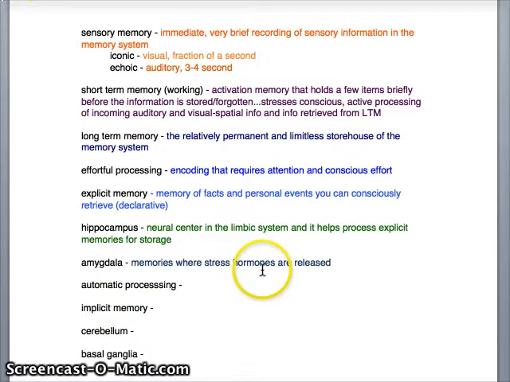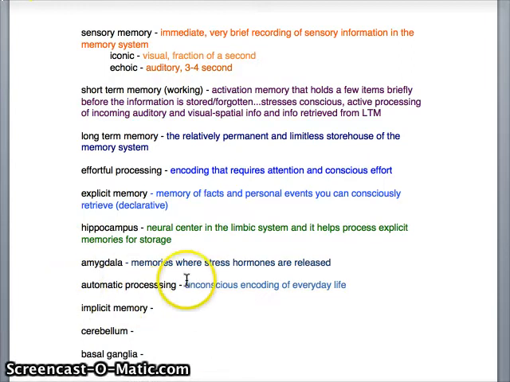So memories where stress hormones are released is another way of saying these fear memories, because oftentimes when you're afraid, your body releases cortisol, adrenaline, these stress hormones. Oftentimes these memories are vivid. They can also be automatically processed. We'll get into that next, because they are traumatic and unexpected, and your brain just wants to store it immediately because it knows it's important. Those would be called flashbulb memories. So flashbulb memories with a fear component are going to be in the amygdala.